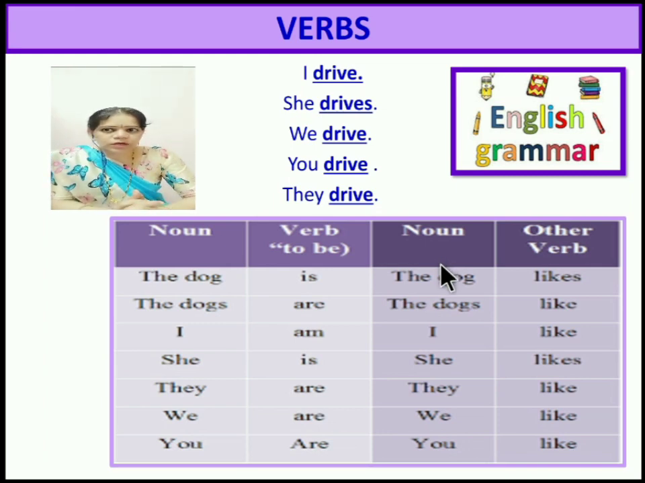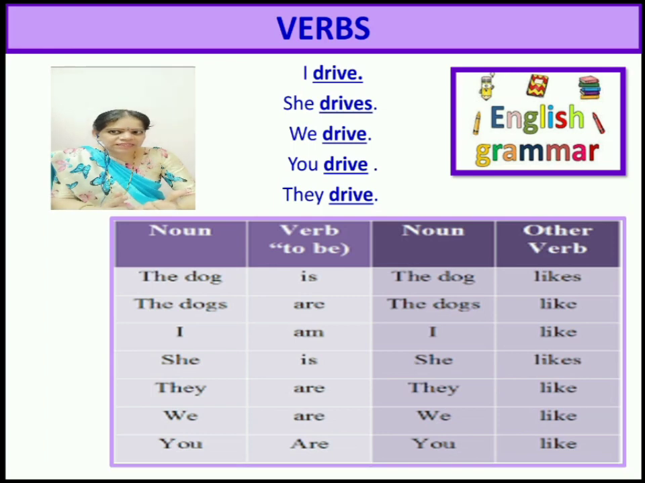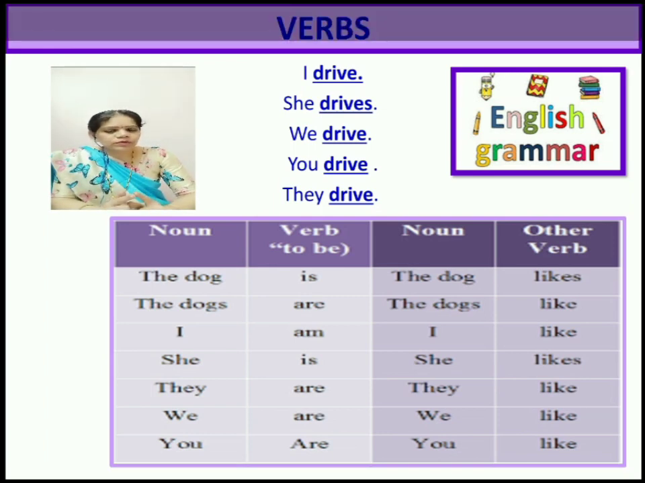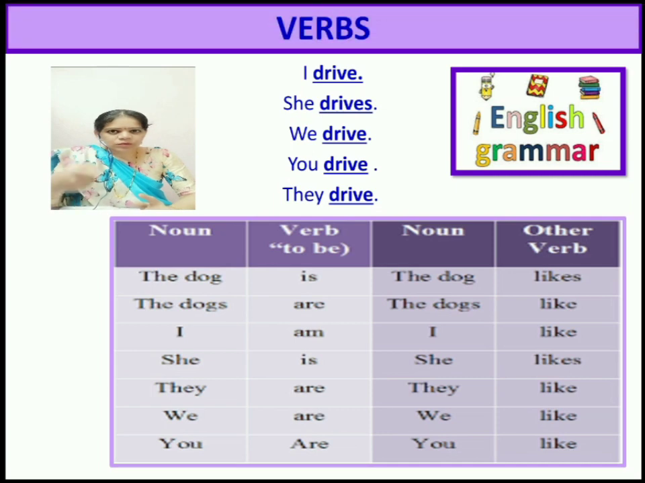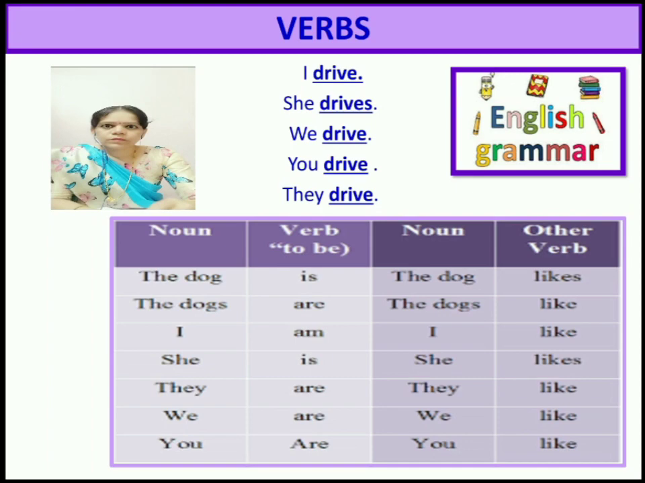Next section of the same chart. The dog likes. The dogs like. Plural form, third person, singular verb. I like, she likes, they like, we like, and you like. Just note the differences over there. When the dog is singular, the verb is likes. When the dogs are plural, the subject is plural. It stands to be like. A few more examples.